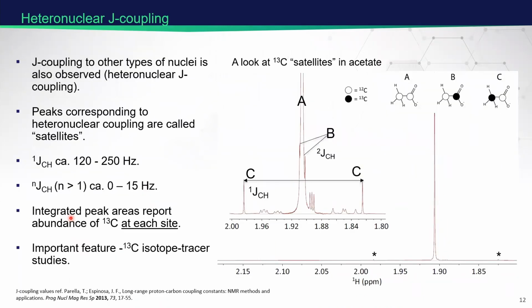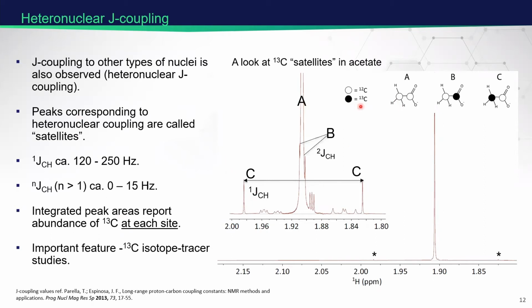We also see J coupling to other NMR active nuclei. It's a little harder to spot in a natural abundance spectrum because carbon 13 is only 1.1% naturally abundant. But if we have a sufficiently intense peak in the spectrum, we can see these. I want to show you this example of carbon 13 satellites in acetate. When we have splitting due to another atom, we call them satellites.